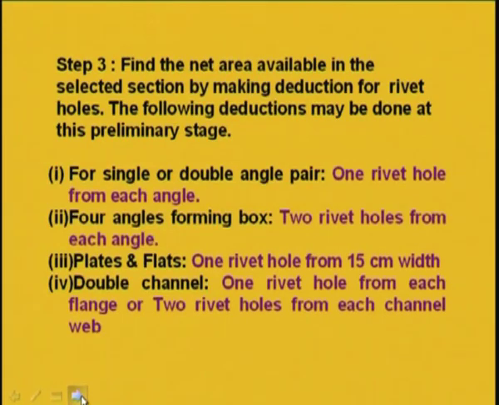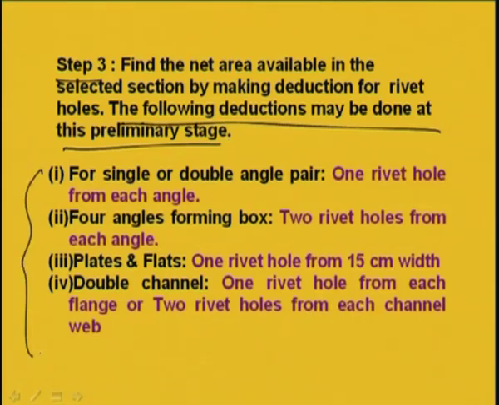Next, step 3 is to find the net area available in the selected section by making deduction for rivet holes. That means we know the rivets are there, so deduction due to rivet holes has to be made. The following deductions may be done at this preliminary stage. So, these are the guidelines through which we can deduct at the preliminary stage.